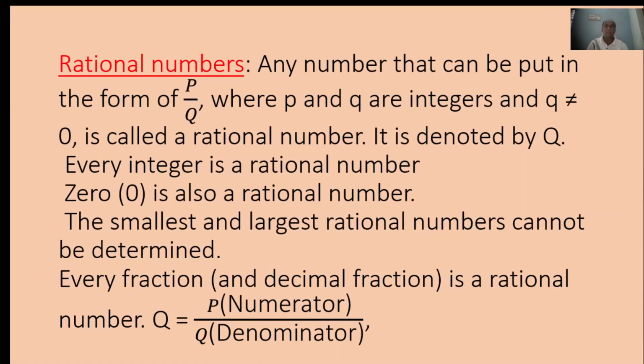Rational numbers. Any number that can be put in the form p by q, where p and q are integers and q is not equal to 0, is called a rational number. Even integers are rational numbers. 0 is also a rational number. The smallest or largest rational number cannot be determined. Every fraction is a rational number. Now Q is equal to p by q, numerator by denominator.